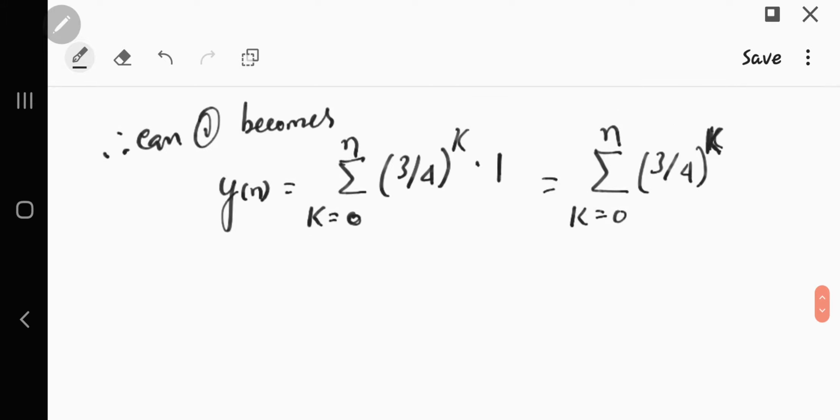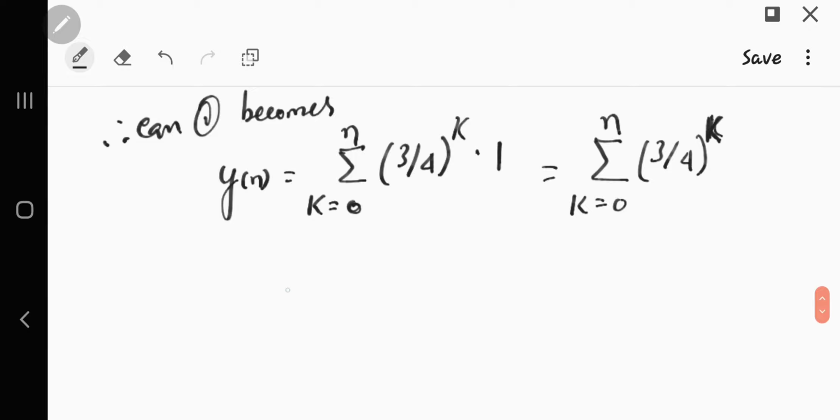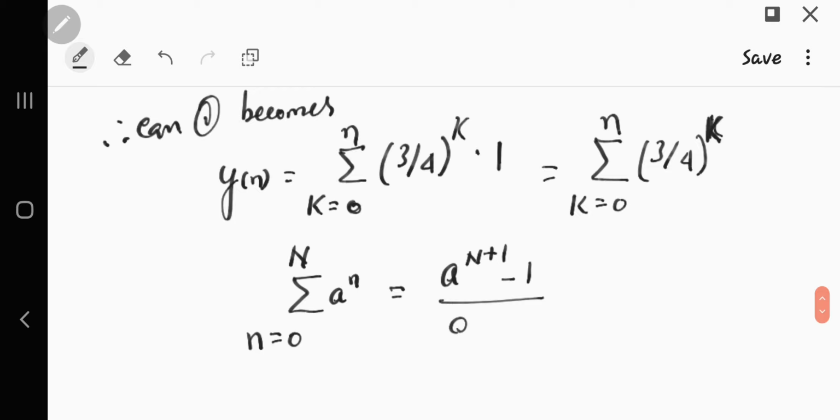Now from geometric series we have an expression. It says summation n is equal to 0 to n, a to the power of n, is equal to a to the power of n plus 1 minus 1 divided by a minus 1, where a is not equal to 1. So this is a standard expression from geometric series.